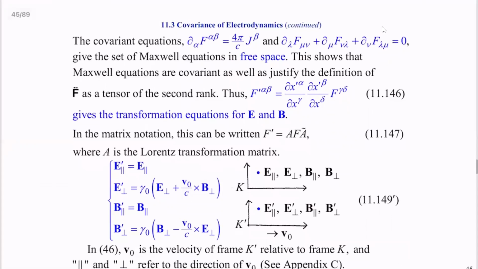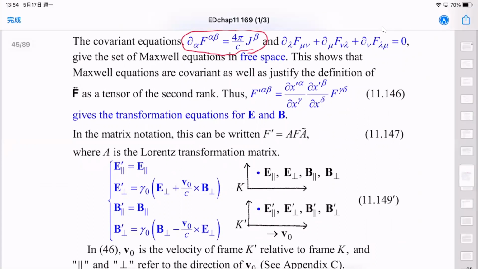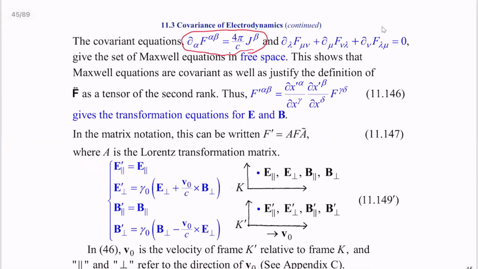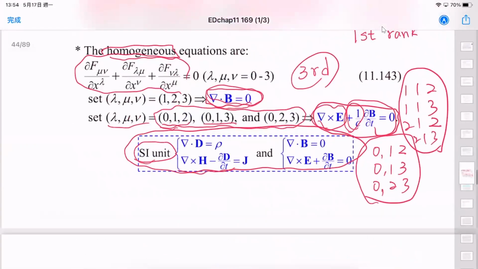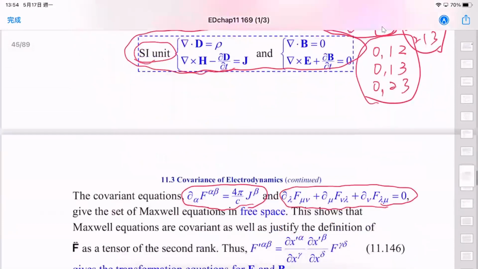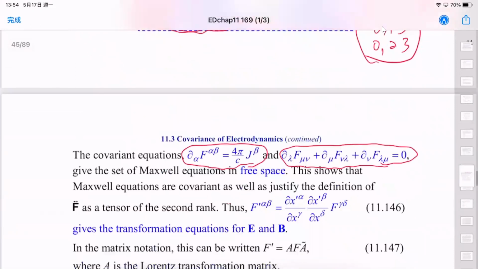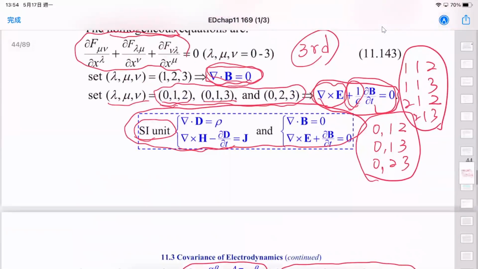So we have this one inhomogeneous equation. And we also have this one. It looks different from our previous understanding. Oh yes, the same. The same. Here, lower index, upper index.